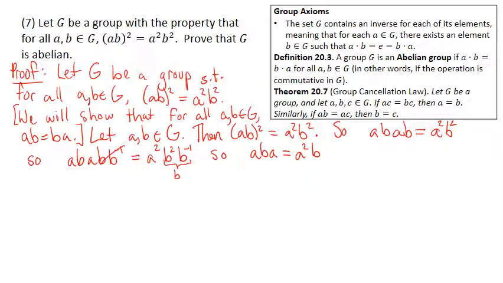Now I really want to make AB just appear by itself on the left. So I'm going to multiply on the right by A inverse. Okay, so let me do that.